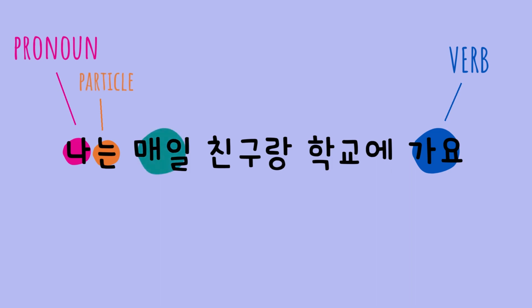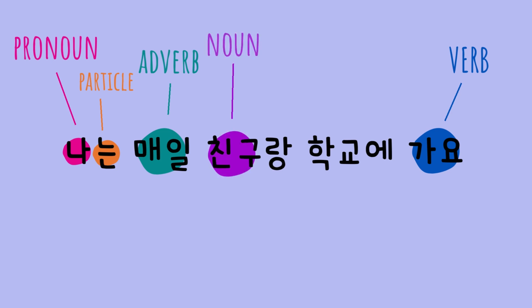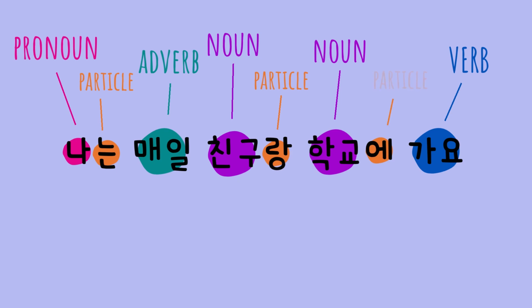Then we have 매일, which is an adverb. It means every day. 친구 is a noun meaning friend, and 랑 is another particle. It means with. 학교 is another noun. It means school, and 에 is a particle usually for location.